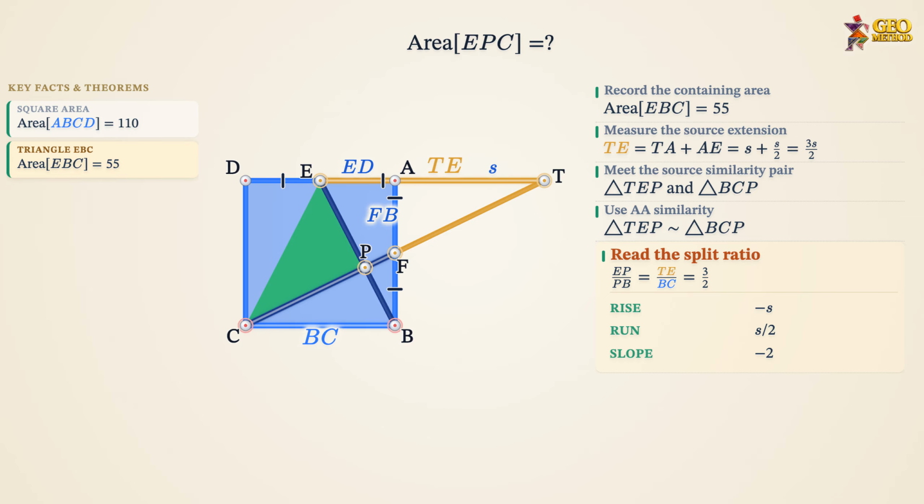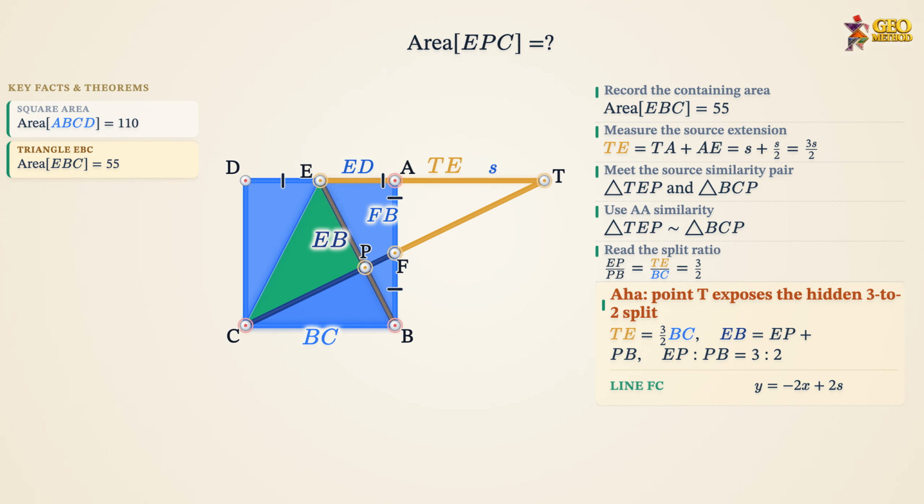Corresponding sides give segment EP to segment PB equal to segment TE to segment BC, which is 3/2. Aha! The source extension segment TE exposes the 3:2 split of segment EB at P. That determines the green fraction of triangle EBC without solving coordinates or revealing the answer.